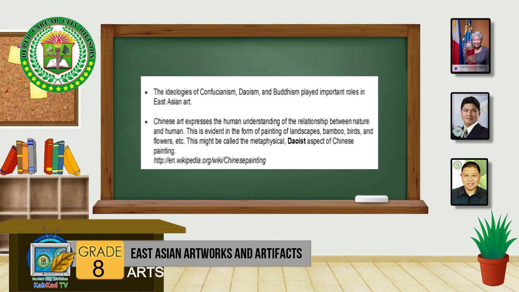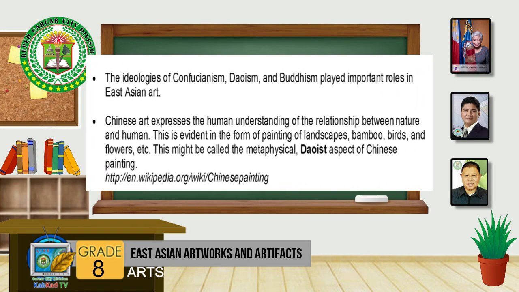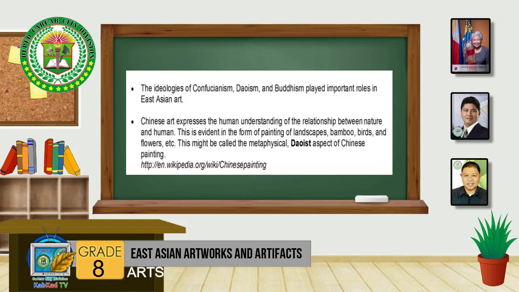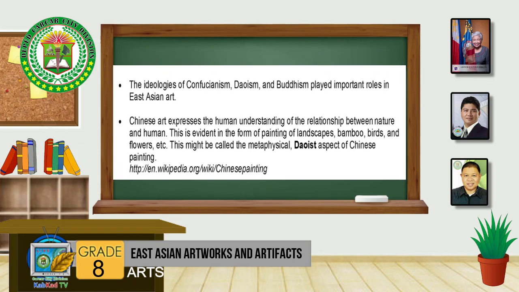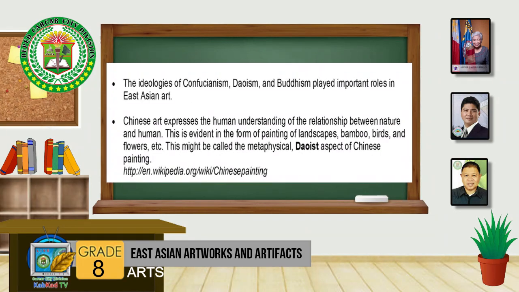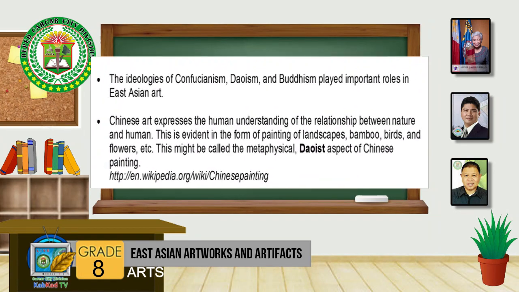The ideologies of Confucianism, Taoism, and Buddhism played important roles in East Asian art. Chinese art expresses the human understanding of the relationship between nature and human. This is evident in the form of painting of landscapes, bamboo, birds, and flowers. This might be called the metaphysical, Taoist aspect of Chinese painting.